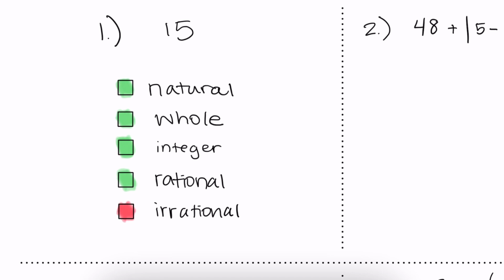But just so you have an example, some irrational numbers you might know are pi. E, if you know that one, is an irrational number. Any, or not any, but most non-repeating decimals are irrational numbers as well.